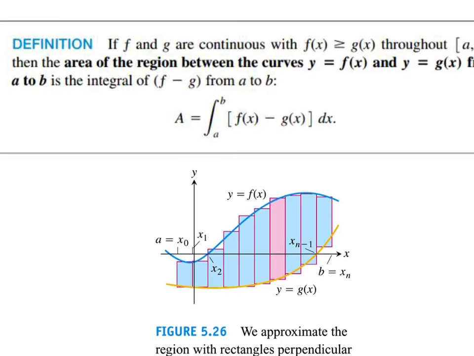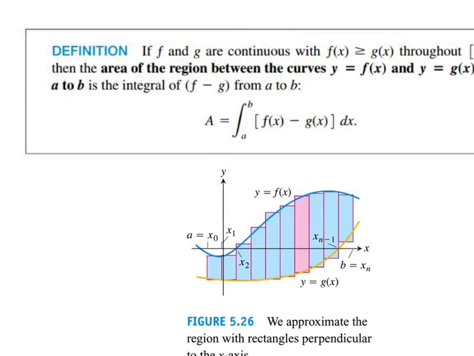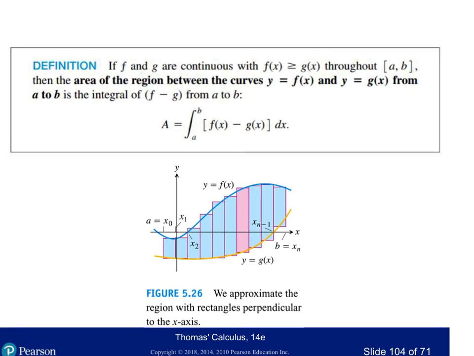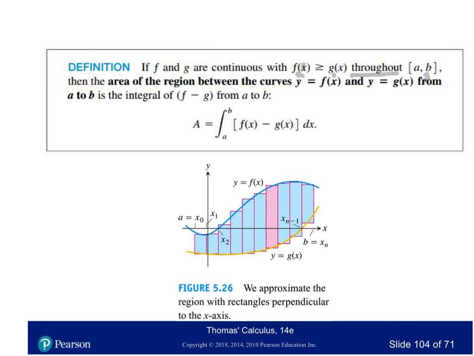If f and g are continuous, that's the fancy definition. If f and g are continuous with f being greater than g throughout the interval, always, f is on top, then the area of the region bounded by the curves y equals f of x and y equals g of x from a to b is the integral of f minus g.